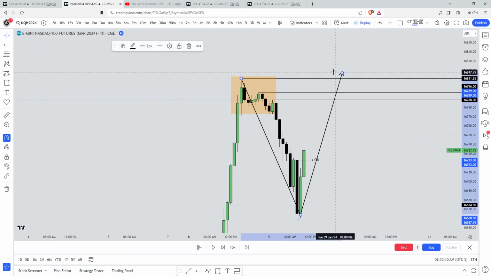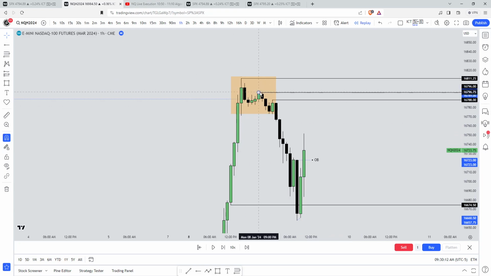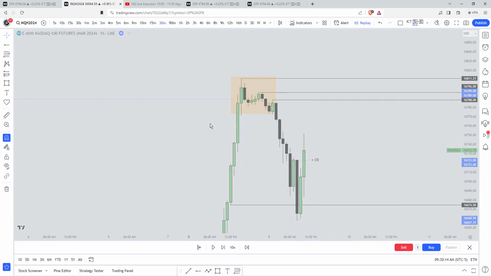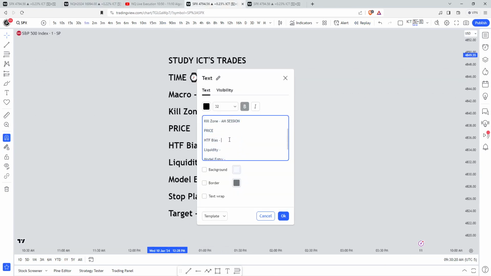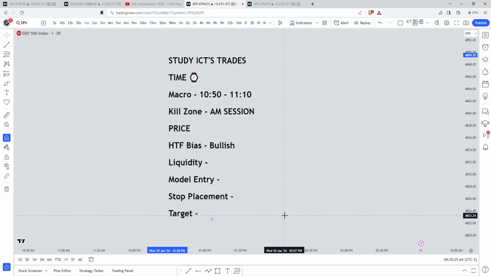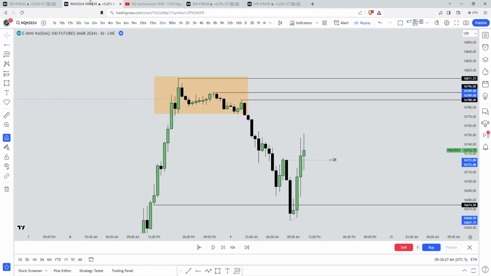Okay, so all that being said, that's why this is the bias higher. So we need to get that out of the way. So the higher time frame bias is bullish. Okay, and I'm not going to type it out all in text, but you guys know why it's bullish now.